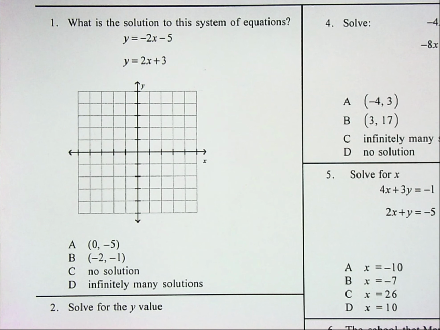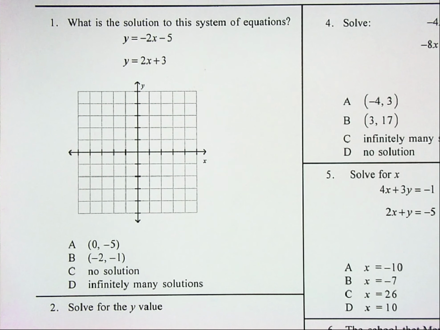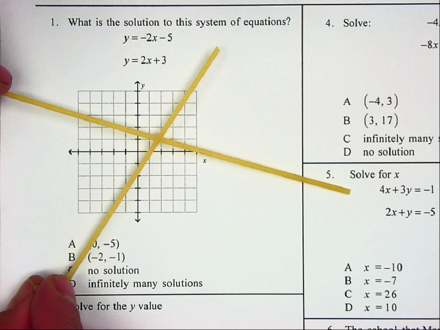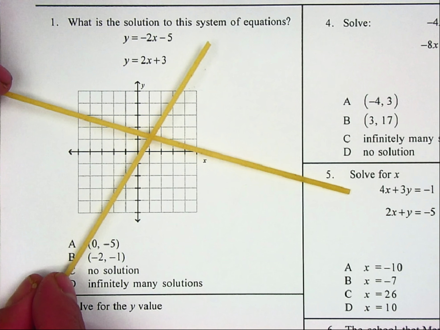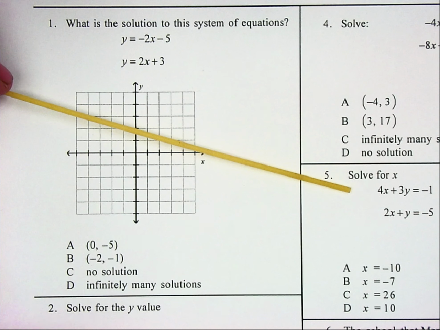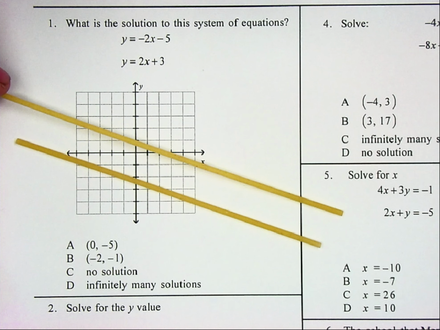On problem number 1, they are giving you two equations. The equations are equations of lines. So we're going to graph the first line, we are going to graph the second line, and if they cross on a specific point, your answer will be either A or B. If they happen to be parallel, they have the same slope, then they won't have a solution because they won't intersect, so your answer will be C.